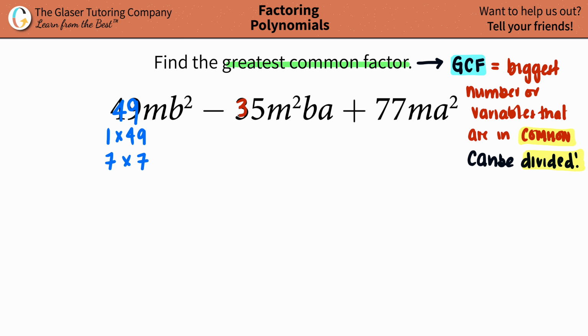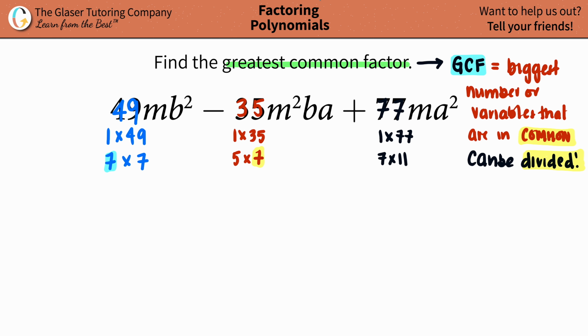If we do our times tables for 35, we got 1 times 35 and 5 times 7. So we got a 7 here. The plot is thickening. Are we going to get a 7 for the 77? Yes, we are. 1 times 77, and 7 times 11.